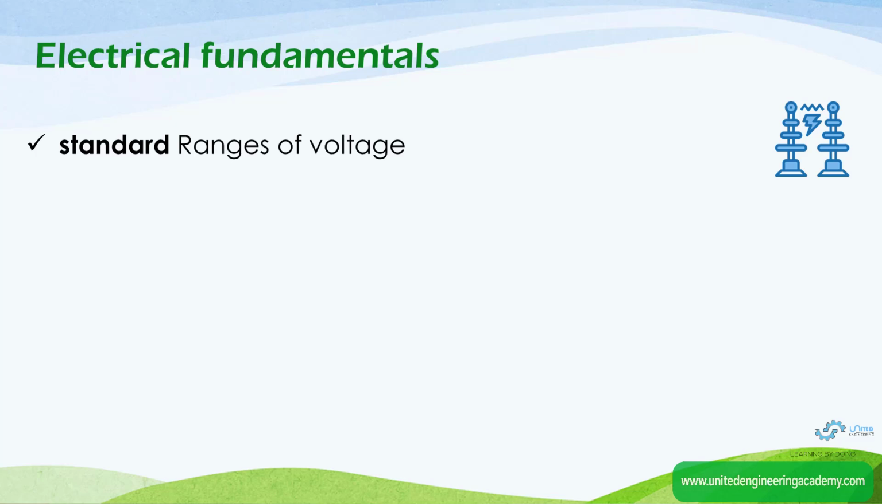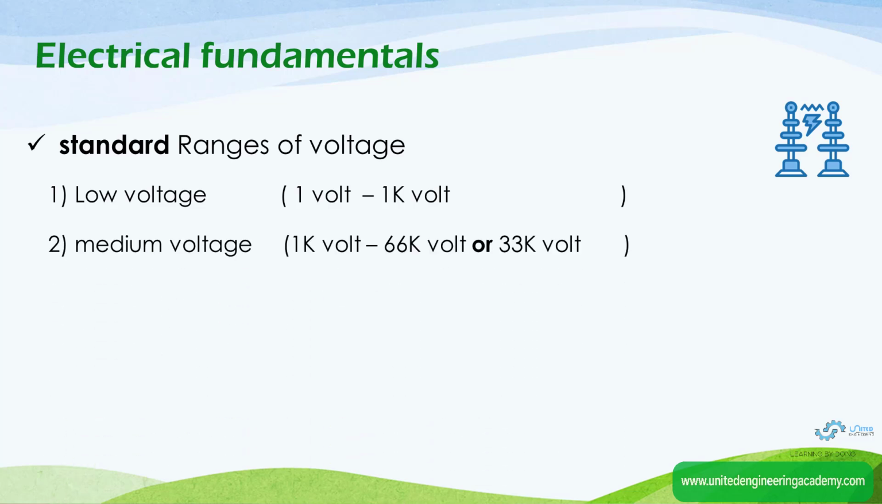So the first category or range is the low voltage range, which starts from 1 volt and ends at 1 kilovolt. If you are handling any value of voltage in between those margins, you are in the low voltage range. Now the second slice is the medium voltage category that has a range from 1 kilovolt to 66 kilovolts, or some other standards consider the medium voltage to end at 33 kilovolts. Anyway, those are the ranges of the medium voltage.